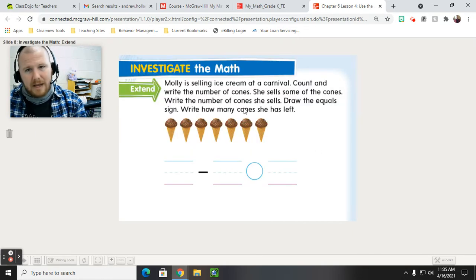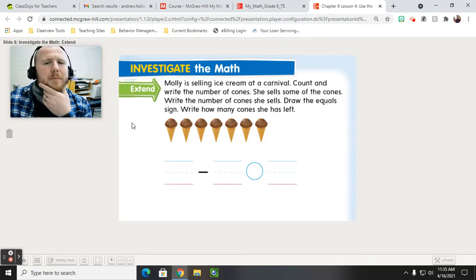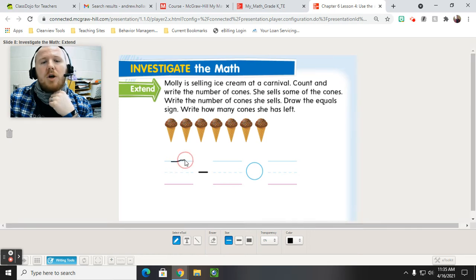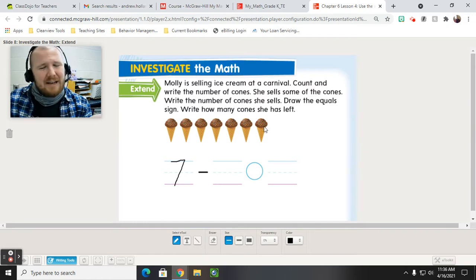Okay, so this actually has stuff for us. So we start off with this number. How many ice cream cones do you see? 1, 2, 3, 4, 5, 6, 7. So I'm going to write 7 as our starting number. But in this story, it says Molly is selling ice cream at the carnival. So she has 7 ice creams. It says she sells some of the cones. How many do you guys think she sells?